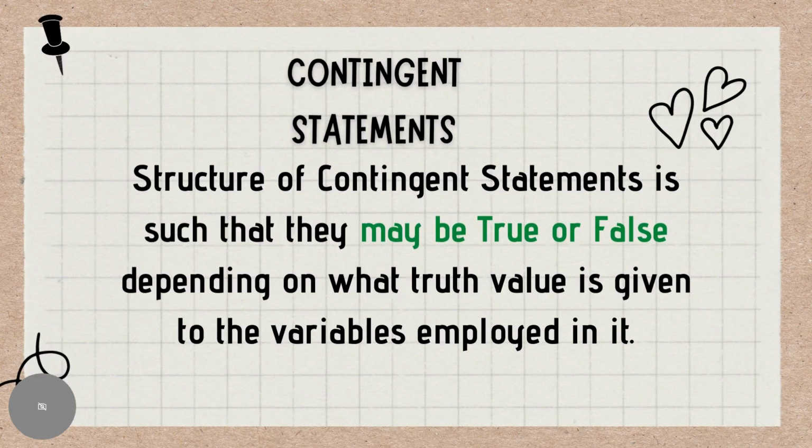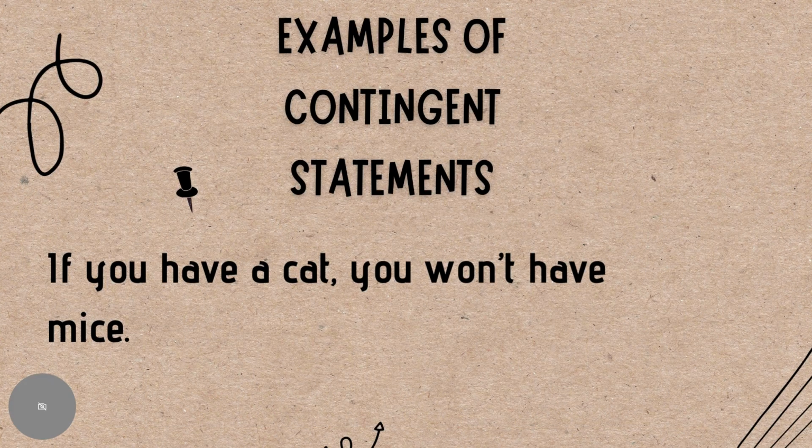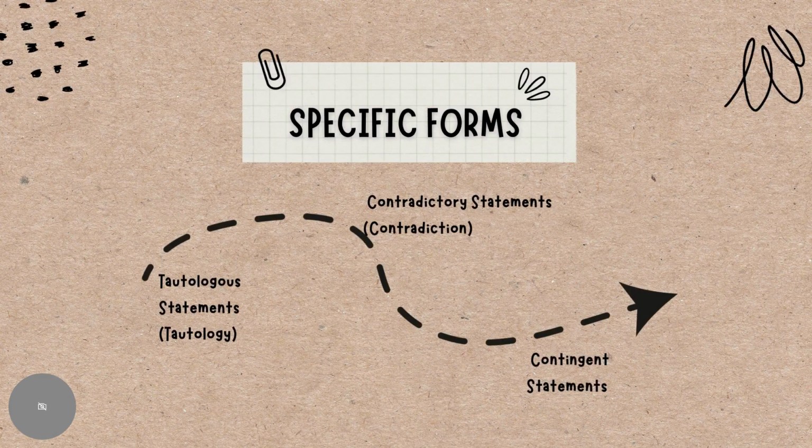So what we are saying is that a contingent statement may be true or false depending upon the situation. The cat might eat the mice, so there won't be any mice, or else the cat is not going to catch the mice. So we have seen all the three types of specific forms in today's lecture.